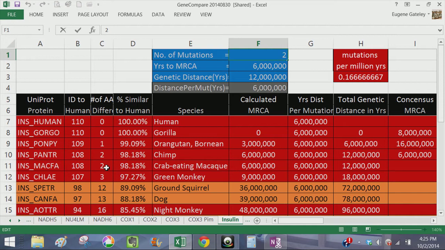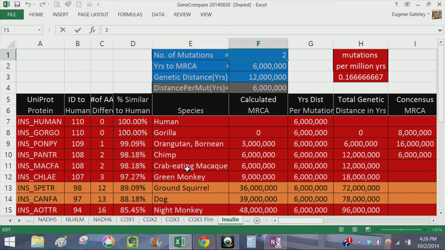So right off the bat, there's a little bit of a problem. Obviously, if chimpanzee had the closest common ancestor with human, then it should be more similar. But in this case, it's not. So then we have green monkey with 3 differences in the amino acid chain.